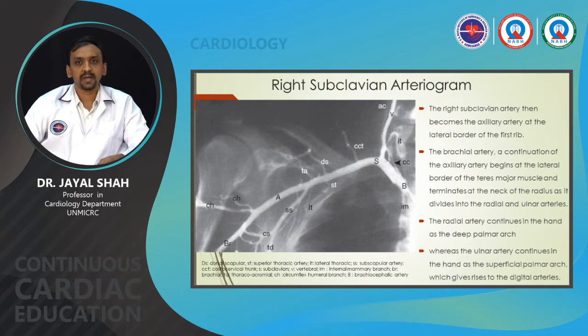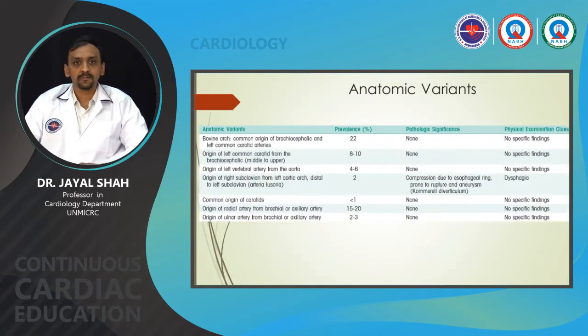The different branches which we are able to see in the subclavian arteriogram include the costocervical trunk, the dorsal scapular artery, thoracoacromial branch, superior thoracic artery, suprascapular branch, and circumflex humeral branch. These are the different branches of the subclavian and axillary artery which we have to keep in mind during endovascular intervention.